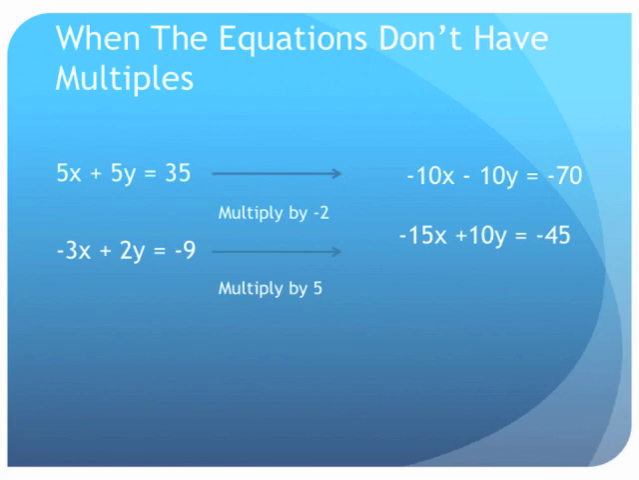When the equations don't have multiples of each other, then you may have to multiply each equation by something to find the least common multiple. For example, the least common multiple of 5 and 2 is 10. So, you multiply the first equation by negative 2, so they will cancel out, and the second by 5. Then you repeat the steps from earlier and add the two equations together. Pause the video and try it from here.